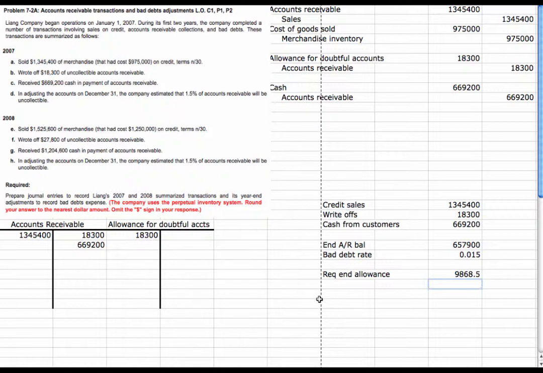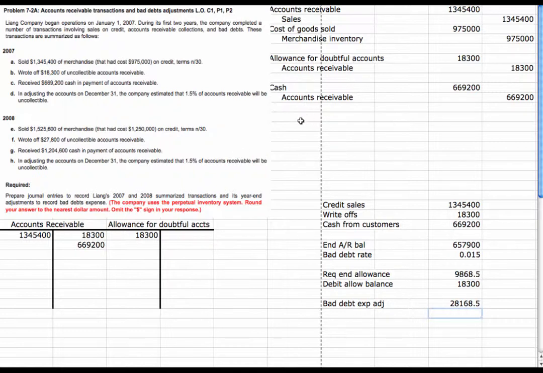So what we're saying is that we already have a debit balance. We have a debit balance here. So take your debit allowance balance of $18,300. So our bad debt expense adjustment is going to be take your $9,868.50 plus your $18,300.